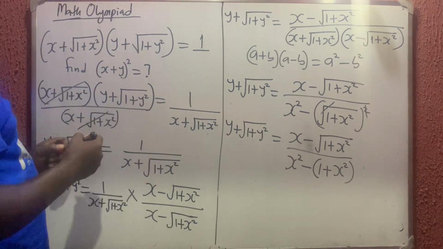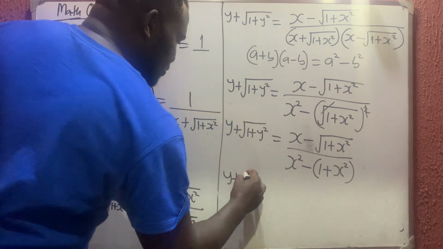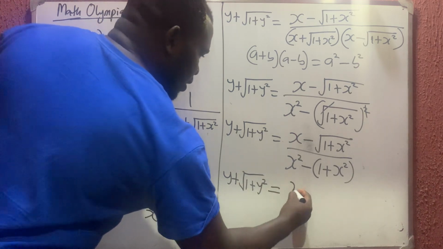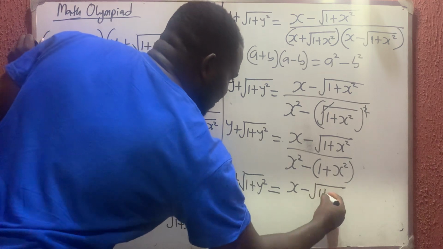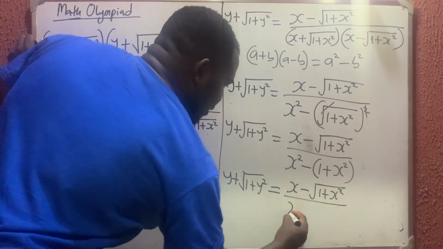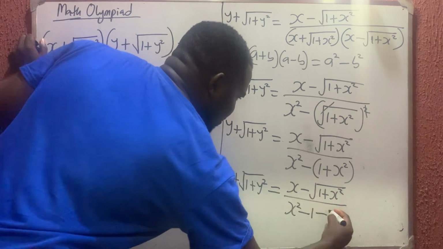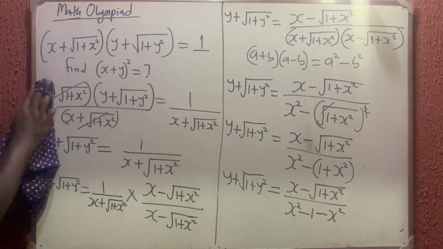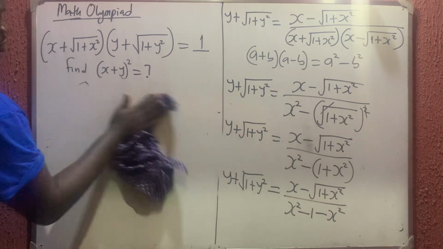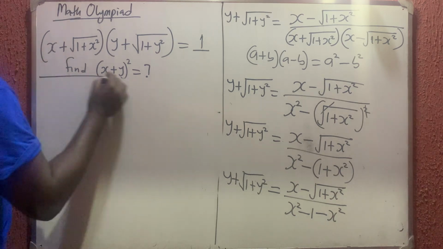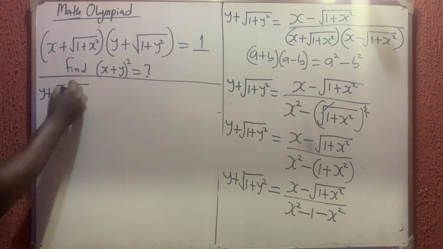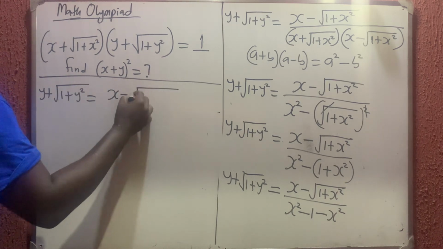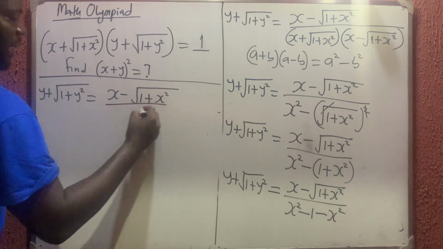Okay, so if I clear the bracket, I'm going to have y + √(1 + y²) is equal to x − √(1 + x²), now divided by x² − 1 − x². So x² minus x² is gone. So I'm now left with y + √(1 + y²) is equal to x − √(1 + x²) over −1.